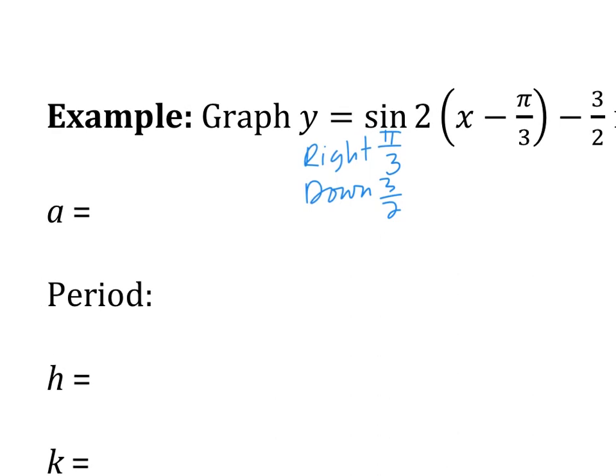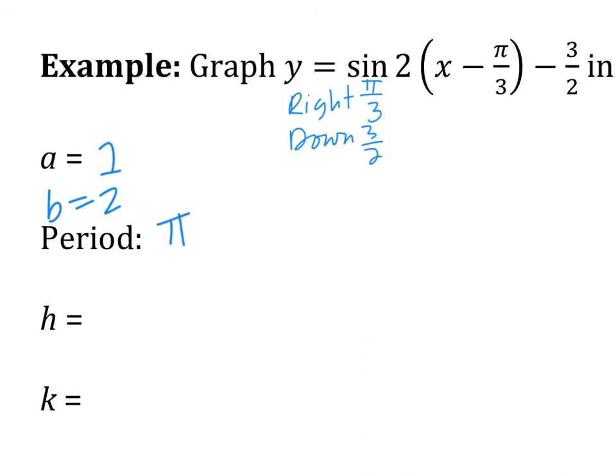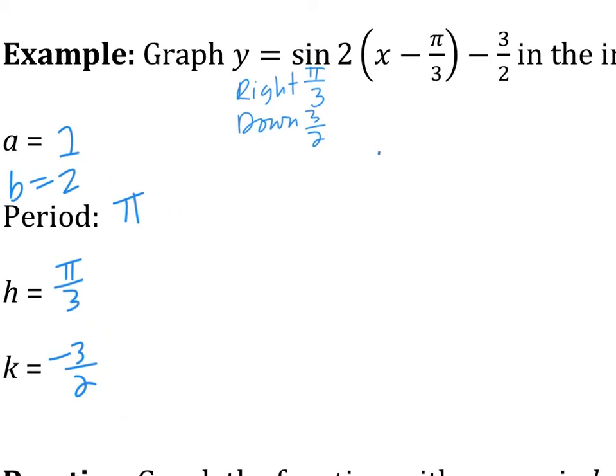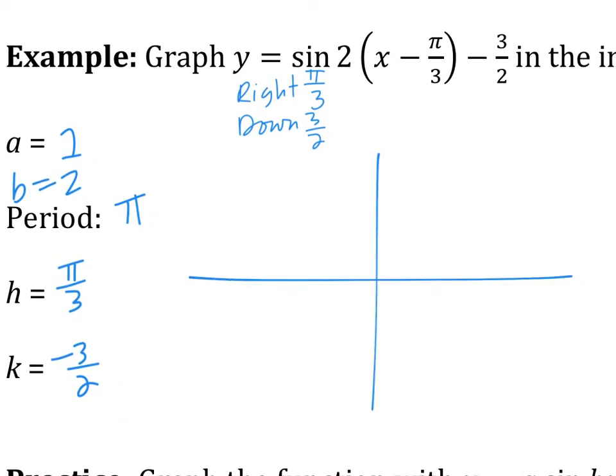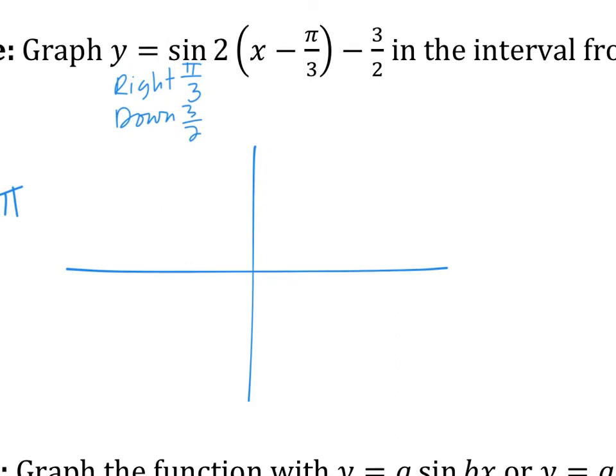Okay, so what's a on this one? 2. No, 1. B is 2. So then period is pi. All right. H is pi over 3. K is negative 3 over 2. Okay, so this is it. Okay, 0 to 2 pi.